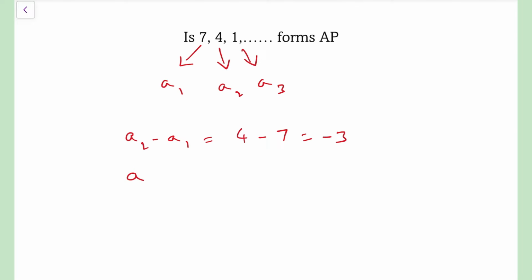Next A3 minus A2. A3 is 1 minus A2 is 4. 1 minus 4 is minus 3. So in these two cases also the common difference is the same. So then we can say that it is AP.